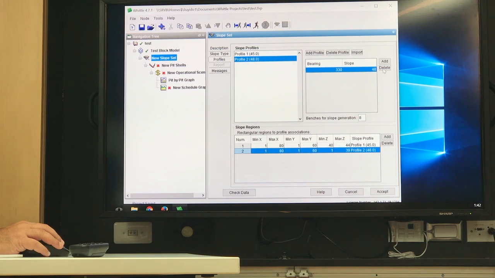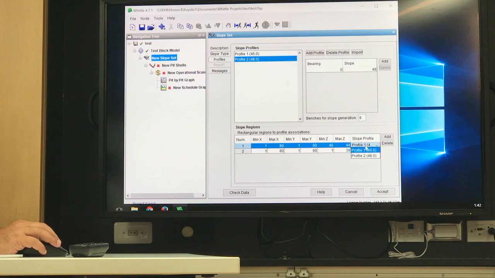So what we had here was 0 and 48 degrees, okay? So we assign a profile 2 to the lower levels and a profile 1 to the upper levels, okay? So this is one way of doing this.